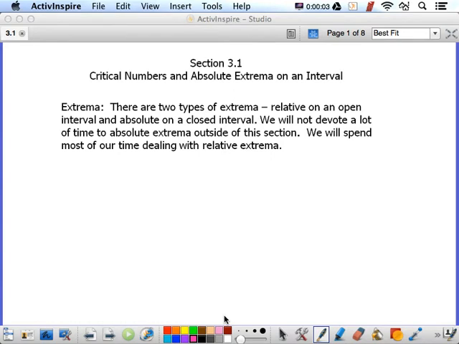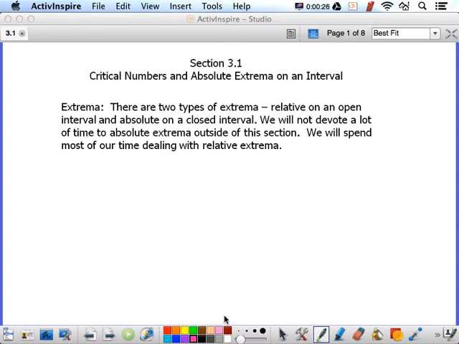Section 3.1 deals with critical numbers and absolute extrema on an interval. When we're talking about extrema, we're talking about maximum points and minimum points, but we're not always talking about the absolute max or the absolute min. We're not talking about it all the time over the entire graph, but maybe over a certain portion of the graph. So we may limit it to a certain interval.